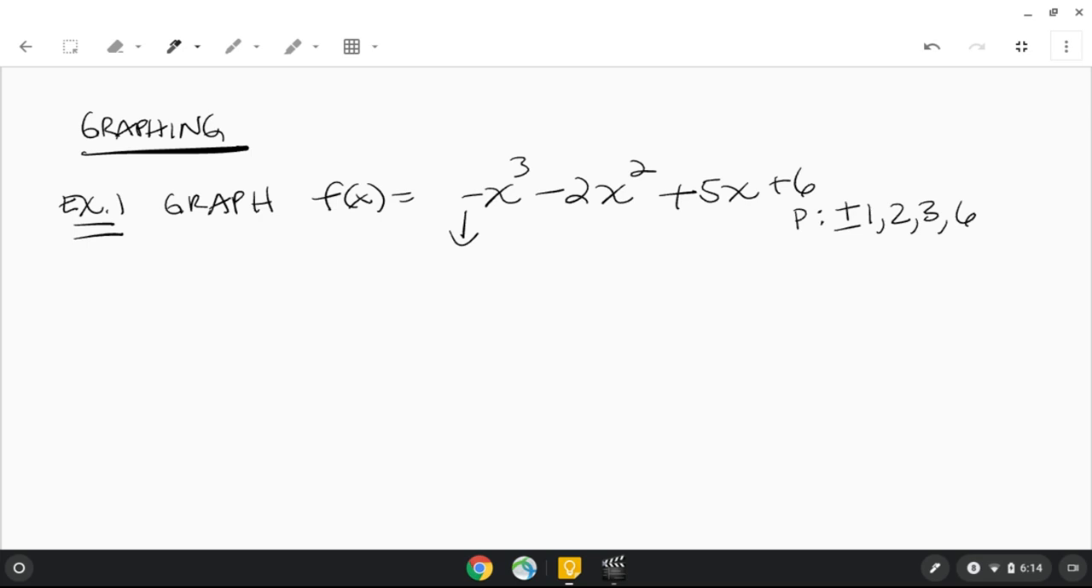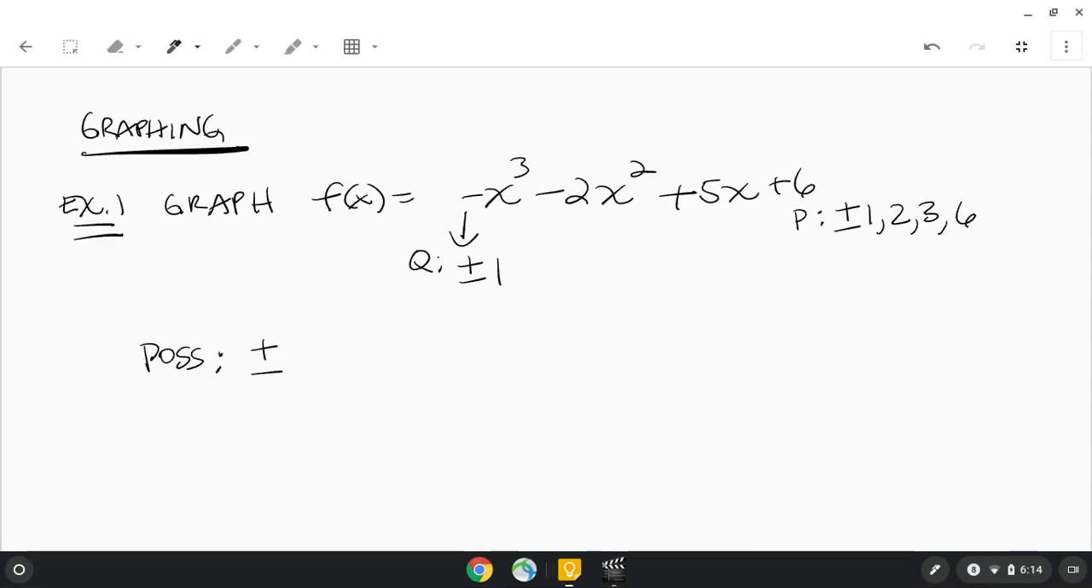Here, my possible q's are the factors of -1, such as plus or minus 1. Okay, so now my possible list is going to be all of the p's over plus or minus 1. So that's just going to be 1 over 1, which is 1, 2 over 1, which is 2, 3 over 1, which is 3, and 6 over 1, which is 6. Okay, so these are the numbers I'm going to try.